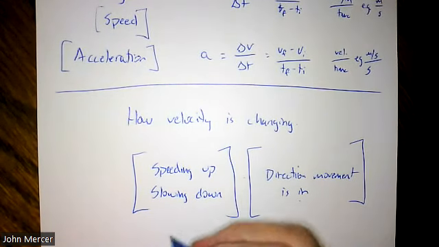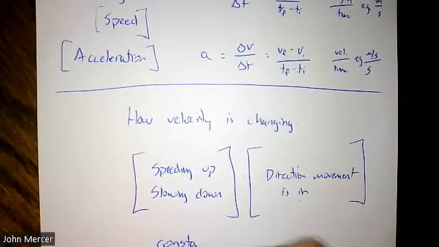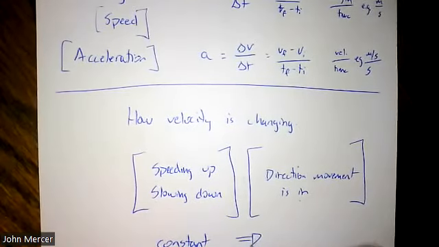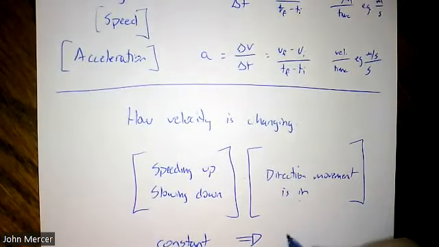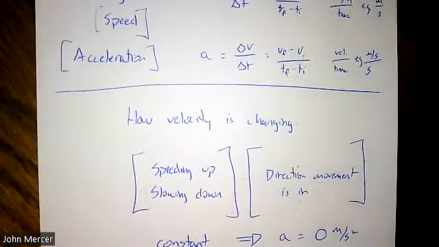Now there is a third one, and the velocity could be constant. And if velocity is constant, because there's no rate of change of velocity, that numerator is zero, that means acceleration equals 0 meters per second squared.